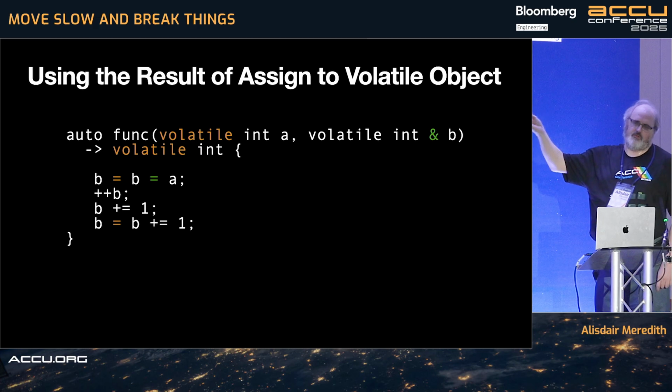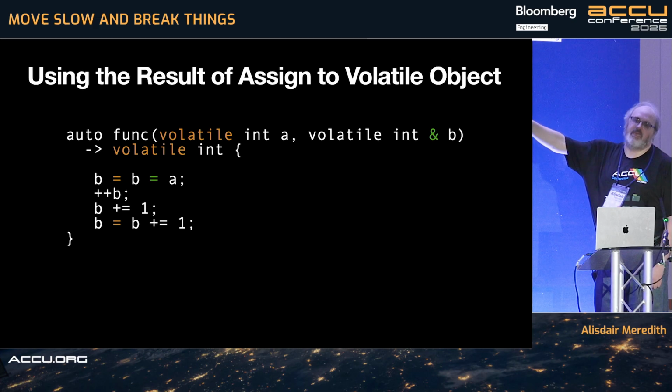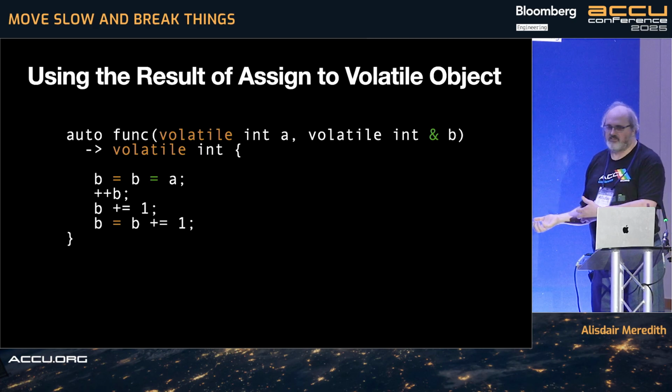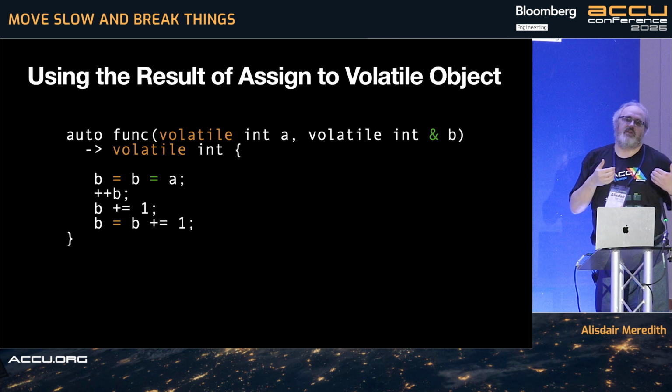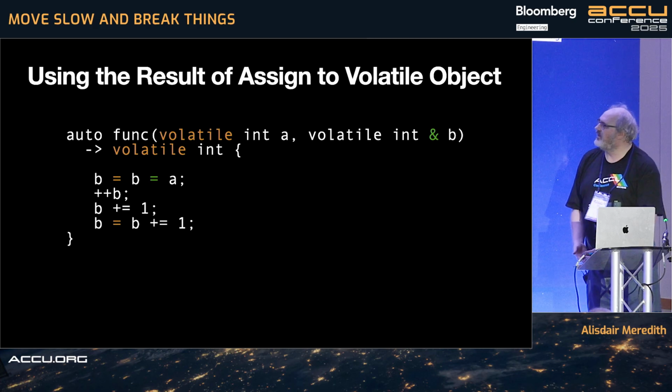So consuming the result of an assignment is now ill-formed. If you want to do this, you're going to have to do B equals A, then B equals B, or whatever your variables were, as subsequent expressions or statements. That way, what's happening in your program will be a lot clearer to whoever has to come along and maintain it next time around.